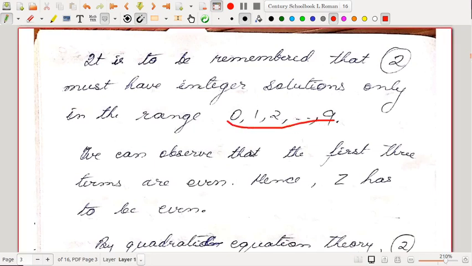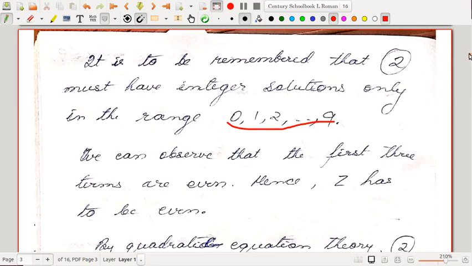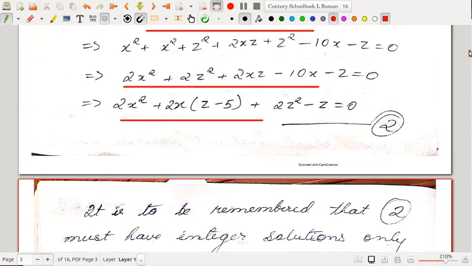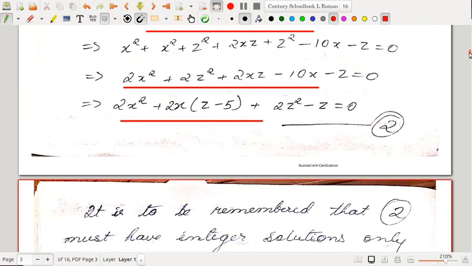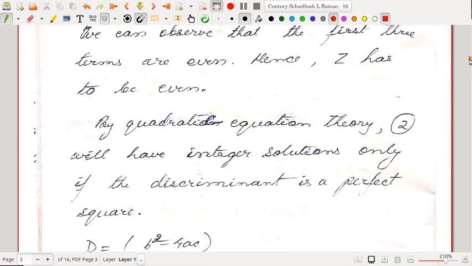Okay, so we can observe that the first three terms are even. Another simple observation we can make here, of course, that will not be required later, is that the first three terms are even, so z has to be even.